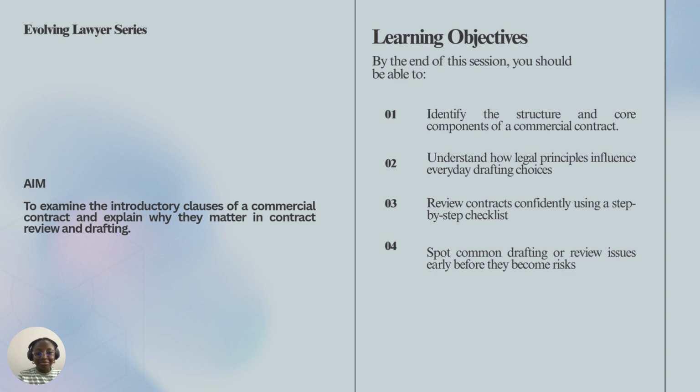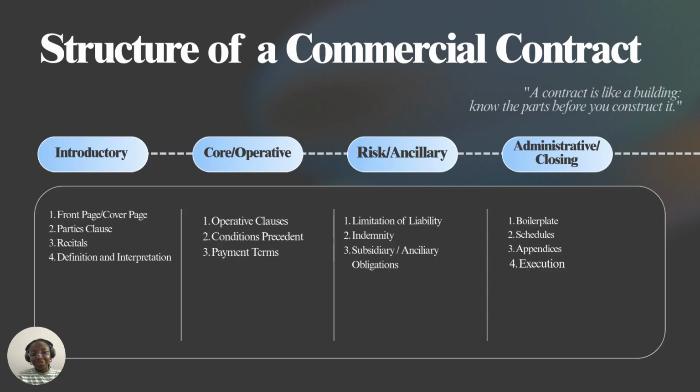So let's move over to the structure of the commercial contract. Before we delve into it, I want you to know that a contract is like a building. If you know the path, then you'll be able to construct it. That's how you should see it. I divided a contract generally into four major parts: the introductory part, the core or the operative section, the risk or the ancillary, and the administrative slash closing part.